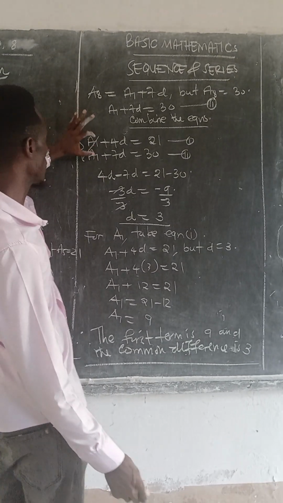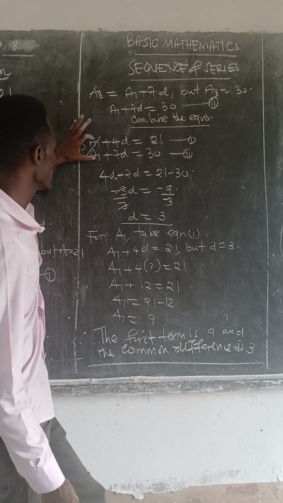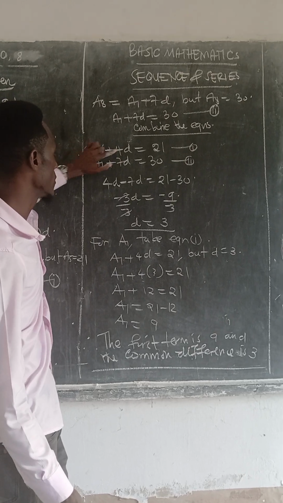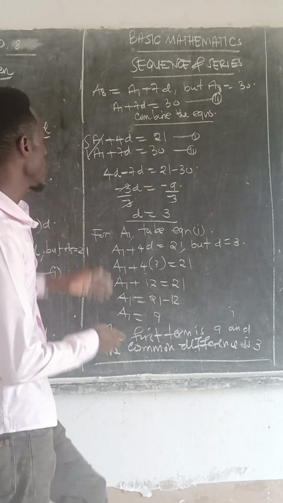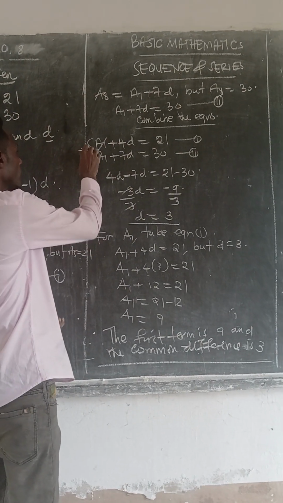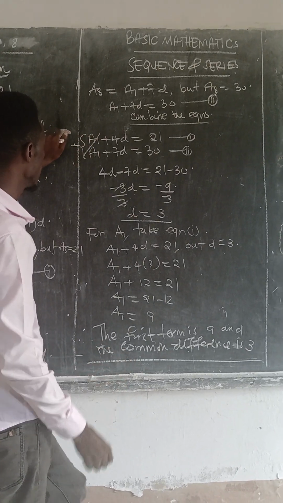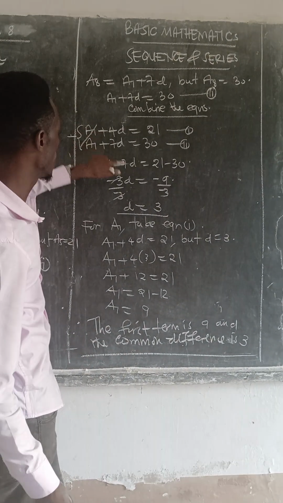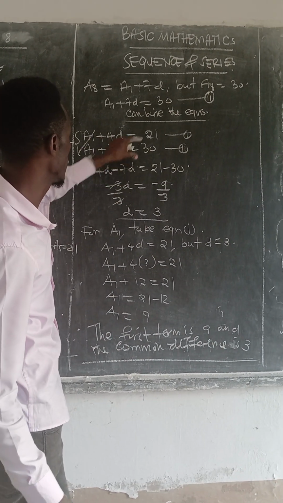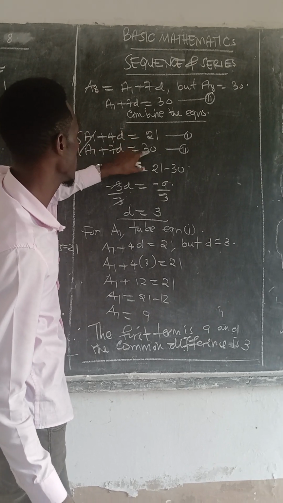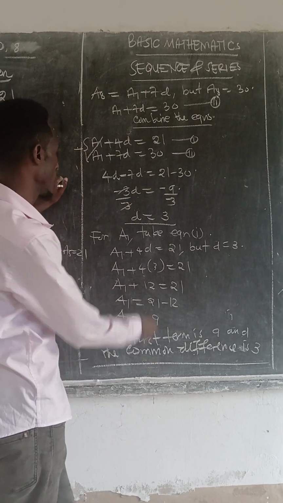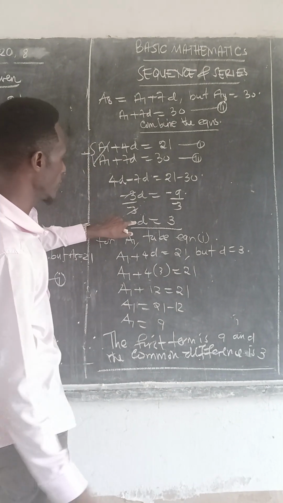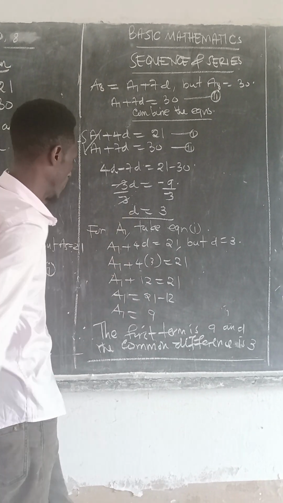So now we have these two equations as simultaneous equations in A1 and D. Very simple: use the elimination method here, whereby you cancel out A1. You obtain 4D minus 7D, which gives negative 3D, and 21 minus 30 gives negative 9. So when you divide, you get the value of D, which is the common difference.